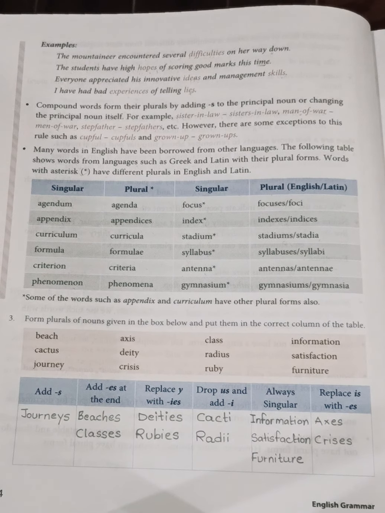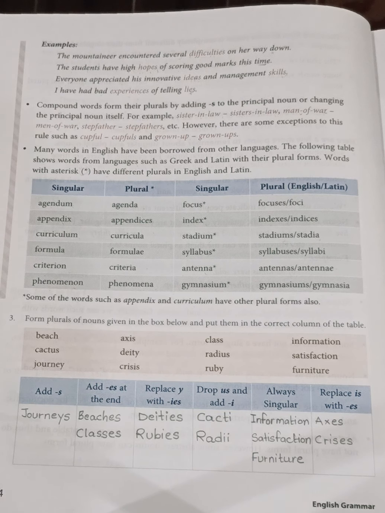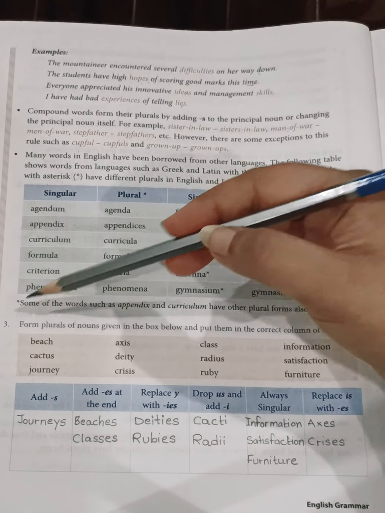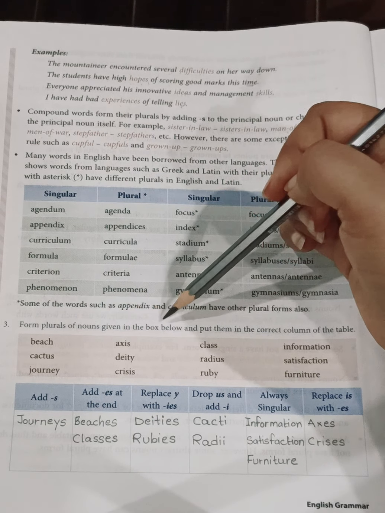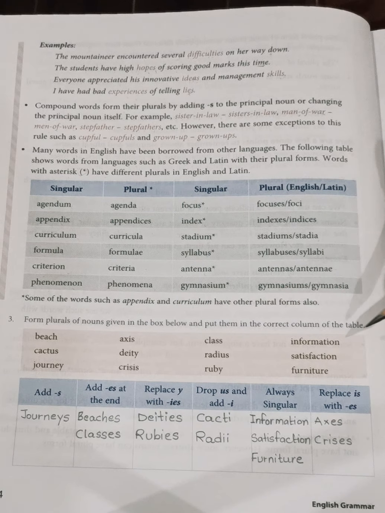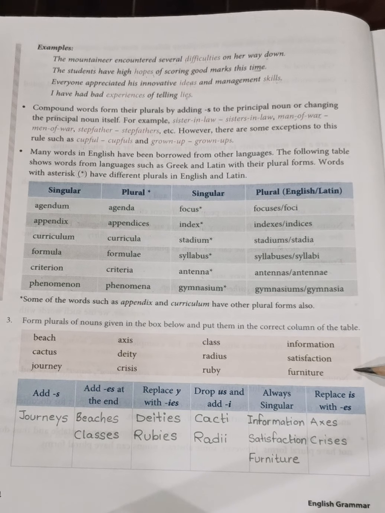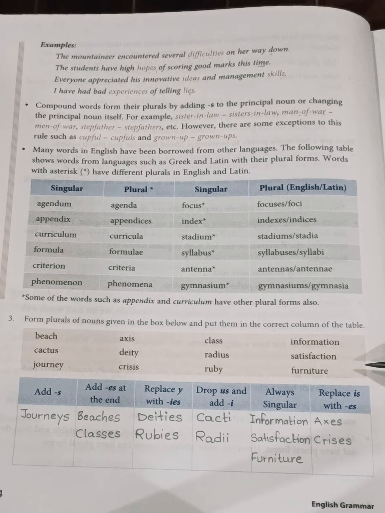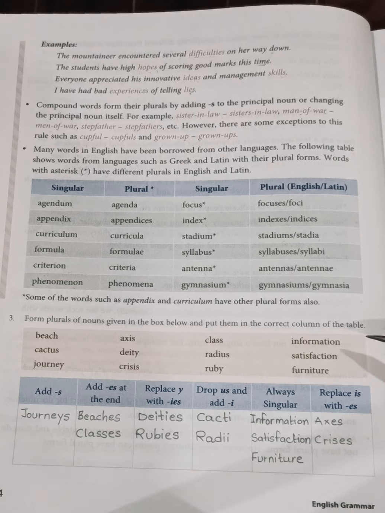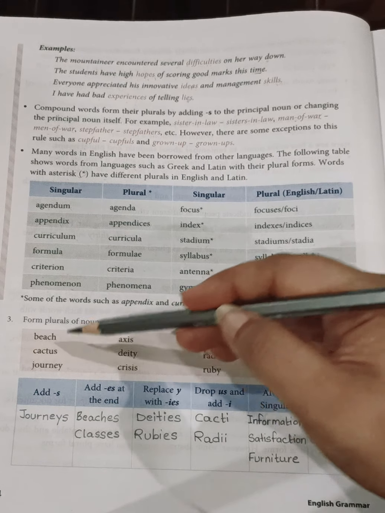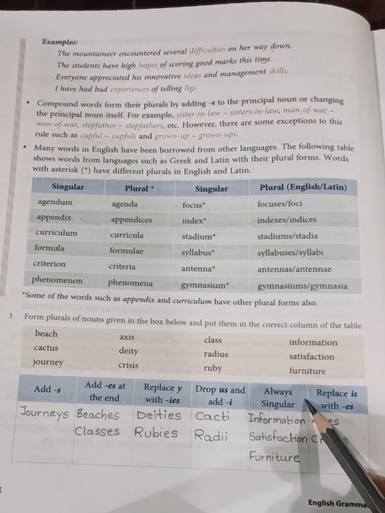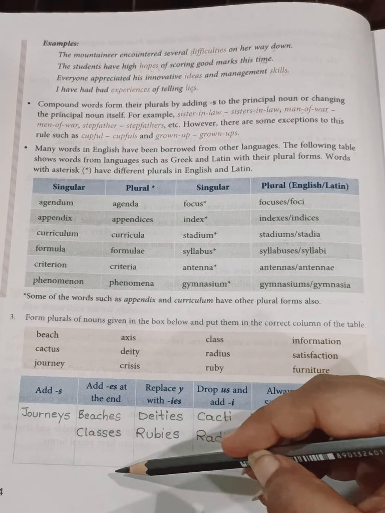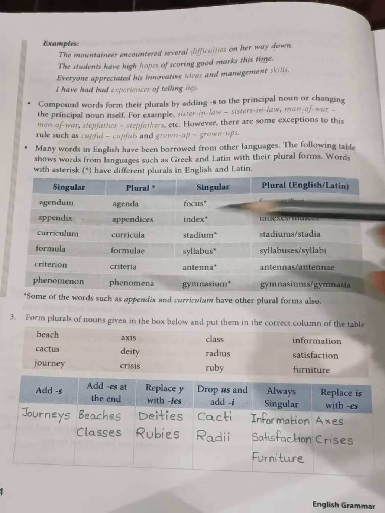So now students, after understanding all these rules, let us start question number 3. Form plurals of the nouns given in the box below and put them in the correct column. Here in this box we are given the singular nouns. What we have to do? We have to select one by one, make it plural, and here we are given all the rules. We have to put the plural form in the correct column.